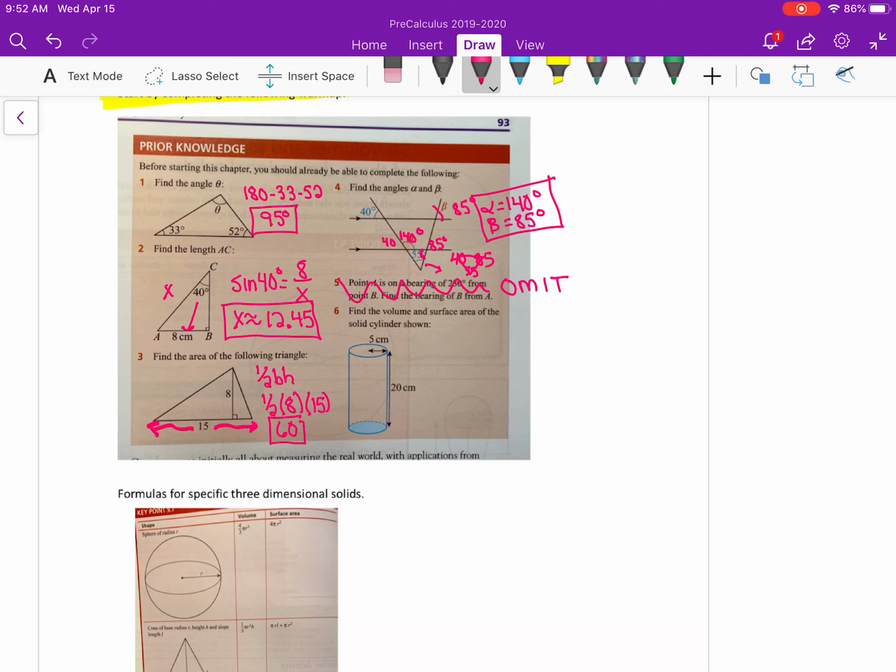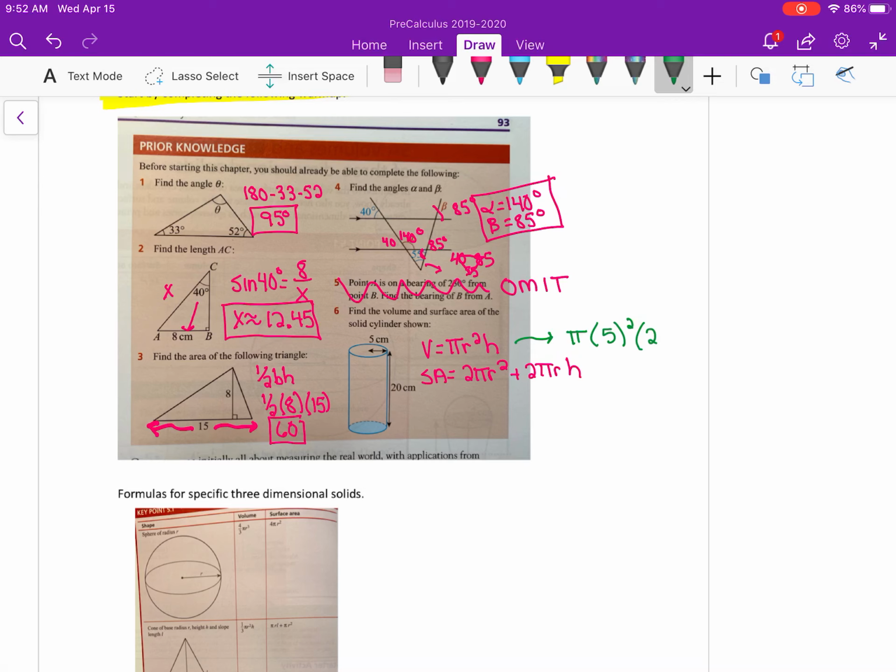Find the volume and surface area of the cylinder. You might have had to look up that formula, but the volume of a cylinder is pi r squared h, and the surface area of a cylinder is 2 pi r squared plus 2 pi rh. Then it's just a matter of plugging into these formulas.